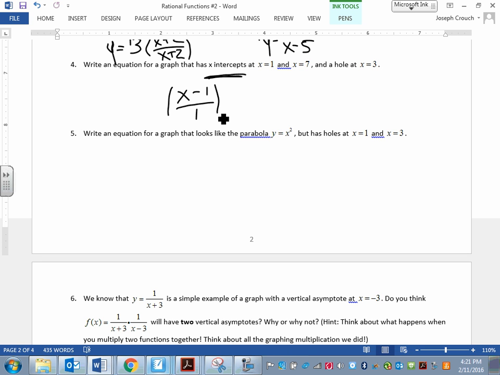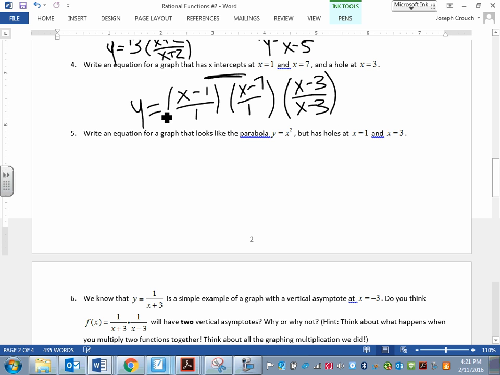I also want an x-intercept at 7. So that would be an x minus 7 over 1. And then I want a hole at 3. And we've done a lot of work with how to get that hole there. So an x minus 3 over an x minus 3. Okay, so this first term here gives us an x-intercept at 1. The second one will give us an x-intercept at 7. And then finally, a hole at x equals 3.